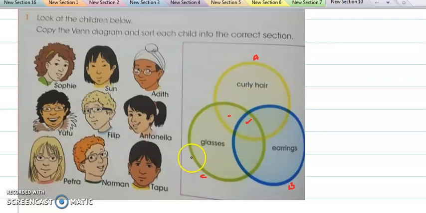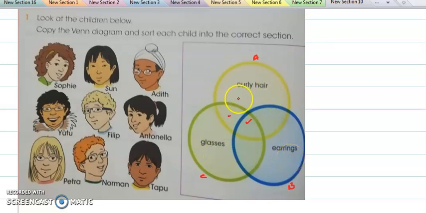So let's move now to the question after understanding how we will sort things in three overlapping groups. The question says, look at the children below. You can see here we have 9 children in this diagram. Their names are Sophie, Sun, Edith, Yutu, Philip, Antonella, Petra, Norman, and Tapu. These are 9 children, and we have to sort them on the basis of their curly hair, glasses, and earrings.